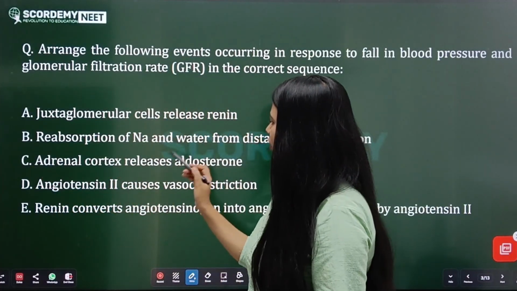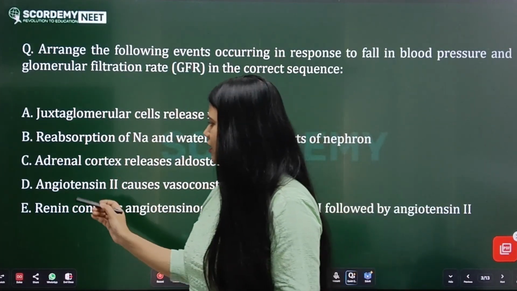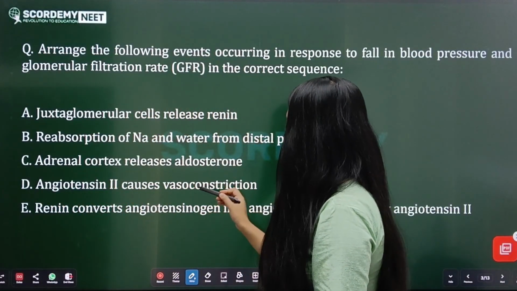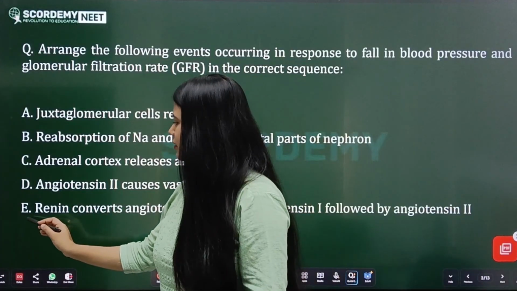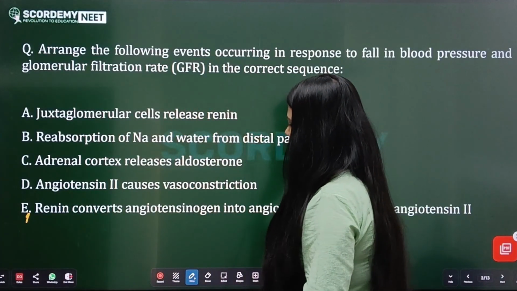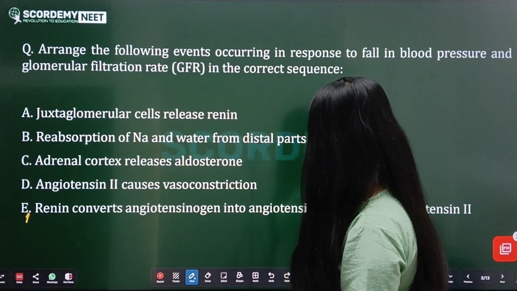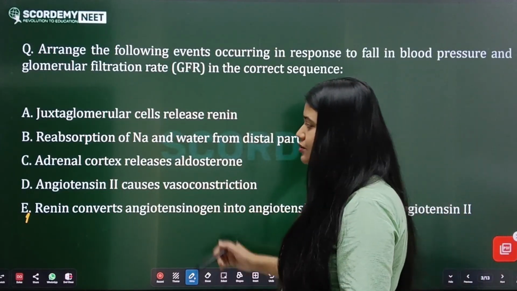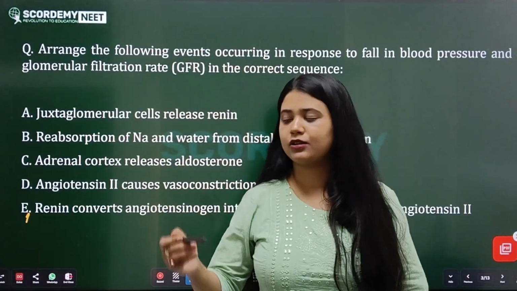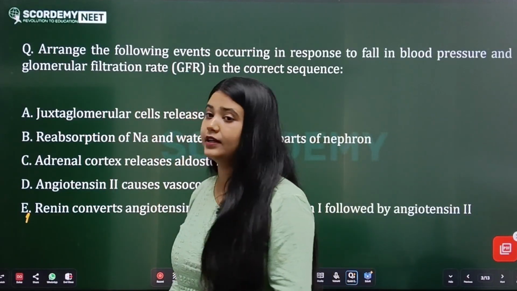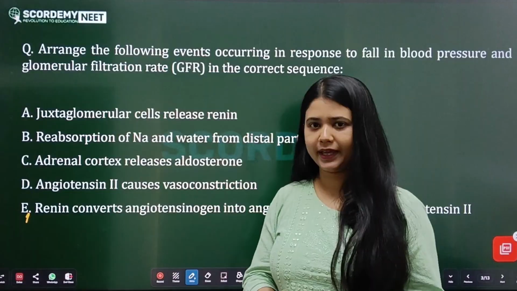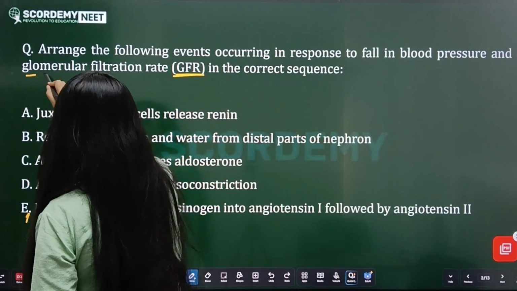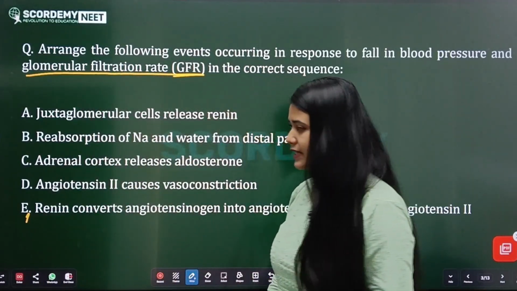Statement C. Adrenal cortex releases aldosterone. Statement D. Angiotensin 2 causes vasoconstriction. Then statement E. Renin converts angiotensinogen into angiotensin 1 followed by angiotensin 2. So what are they asking? They are asking to arrange these following events in the proper sequence. Okay. So what did we learn? They are asking about glomerular filtration rate, isn't it?